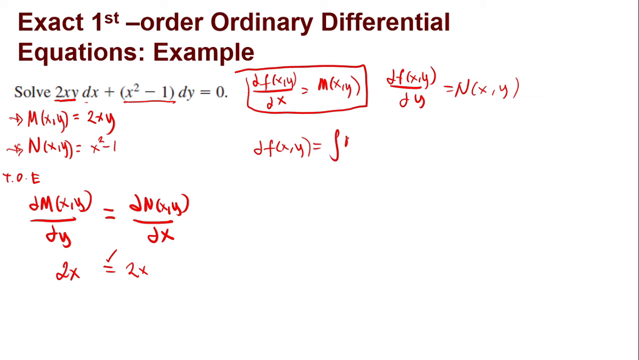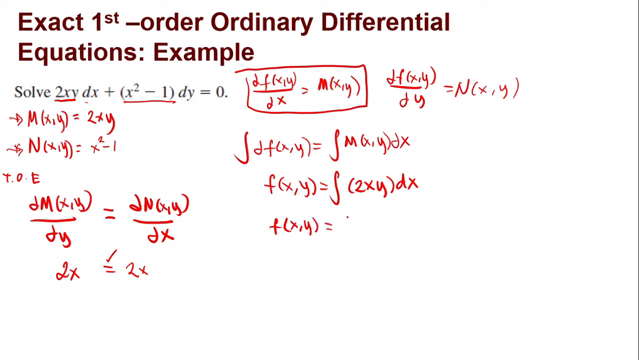Integral of M(x,y) dx. So we integrate this one and we have the value of our f(x,y). Then we substitute the value of our M(x,y), which is 2xy dx. The integral of 2xy dx is just equal to x squared y plus g of y.